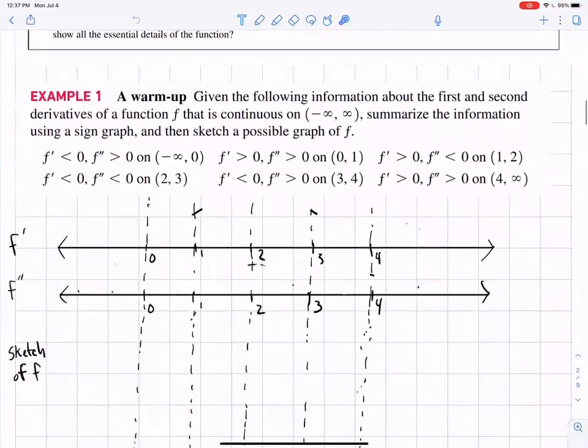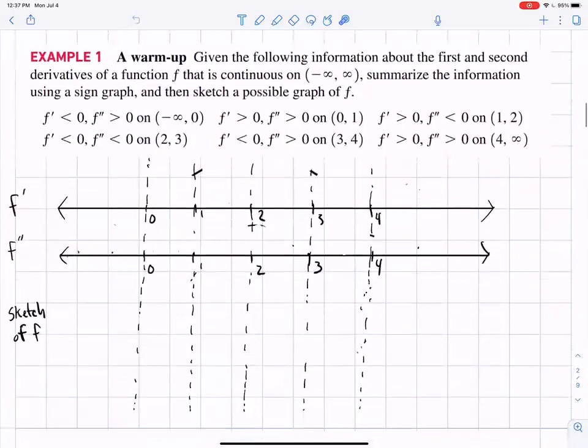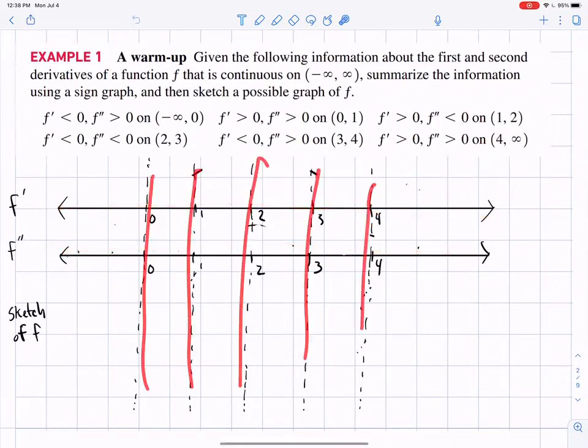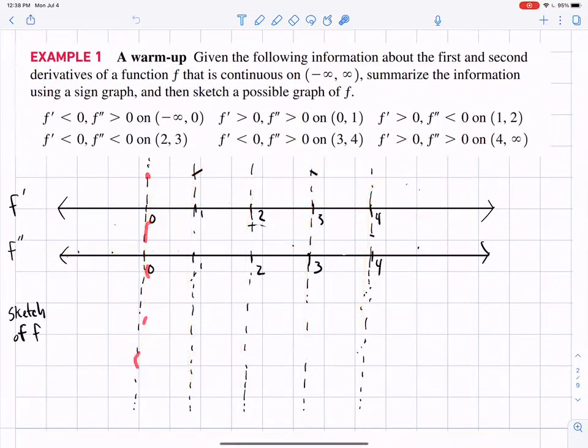So here's a warm-up problem. I pre-drew a number line for f prime and a number line for f double prime, and I want the x values to match. So 0, 1, 2, 3, and 4. And I drew dotted lines to kind of give an idea. Then I'm going to use the information from f prime and f double prime to give a sketch of what a possible f will look like.